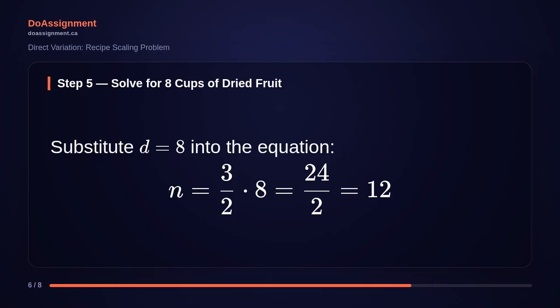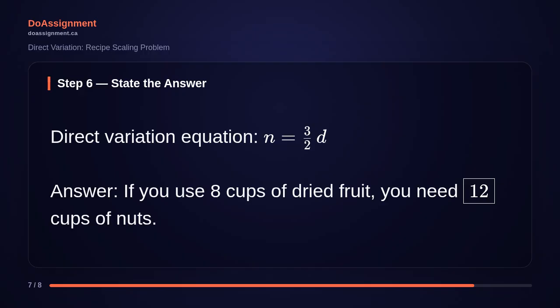Now we plug in D equals 8. 3/2 times 8 equals 24 divided by 2, which equals 12. The direct variation equation is N equals 3/2 times D. When 8 cups of dried fruit are used, you need 12 cups of nuts.